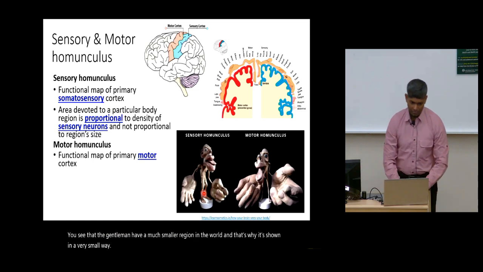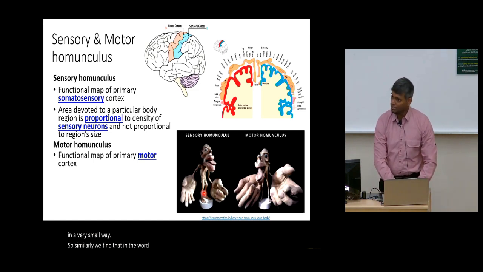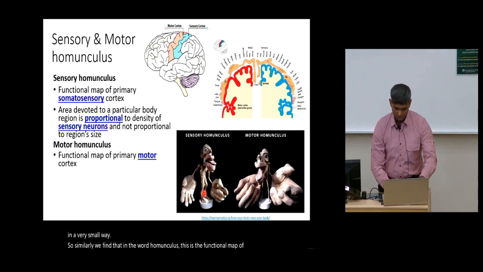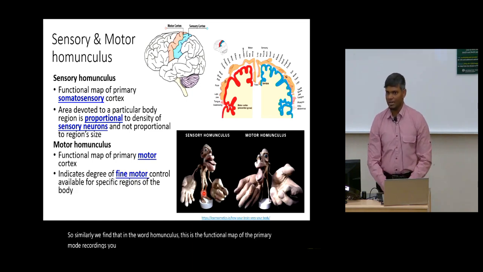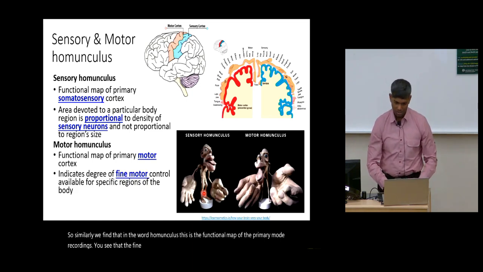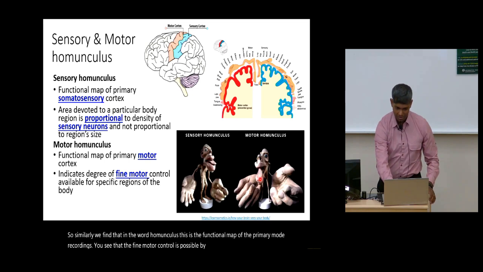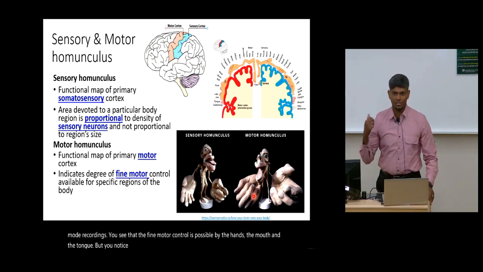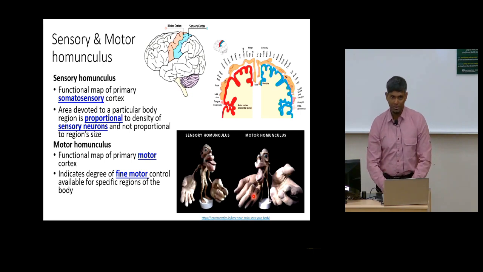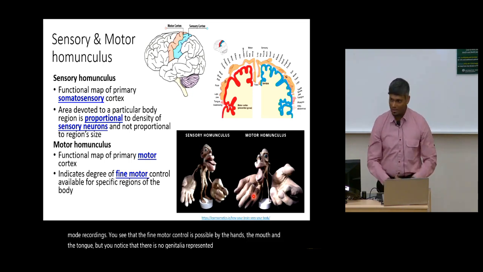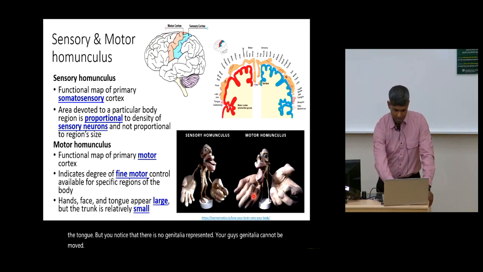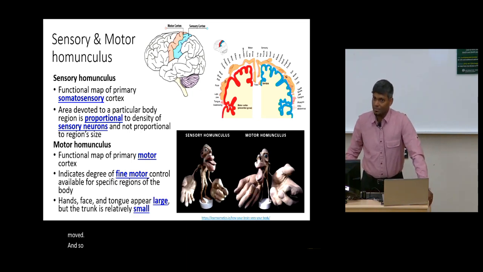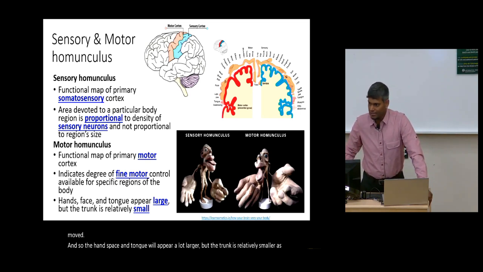So similarly, we find that in the motor homunculus, this is the functional map of the primary motor cortex, and you see that fine motor control is possible by the hands, the mouth, and the tongue. But you notice that there is no genitalia represented here because genitalia cannot be moved. And so the hands, face, and tongue appear a lot larger, but the trunk is relatively smaller as well. Are there any questions?